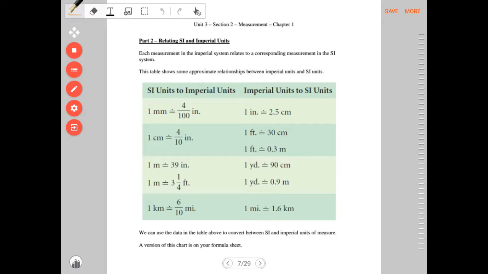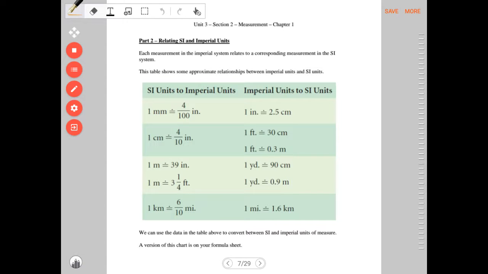So 1 millimeter is about 4/100ths of an inch. Okay, 1 inch is about 2.5 centimeters. A centimeter is 4/10ths of an inch. A foot is 30 centimeters, or 0.3 meters. A meter is about 39 inches, or 3.25 feet. A yard is 90 centimeters, or 0.9 meters. A kilometer is 6/10ths of a mile, or a mile is 1.6 kilometers.